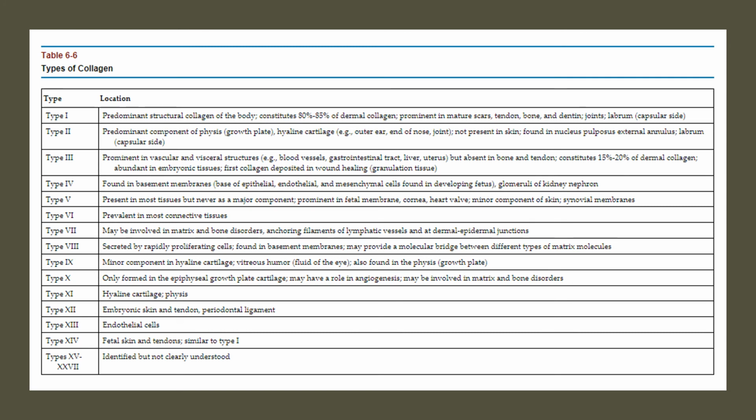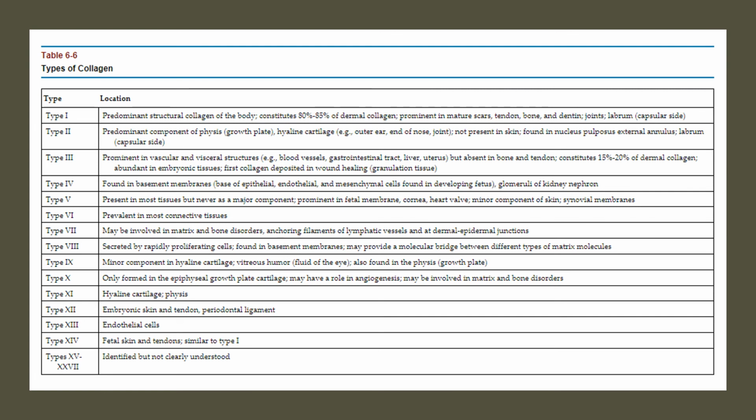So why am I testing on type 1? Well, this is the predominant structure in the body. Type 1 collagen, this is about 80 to 85% of the collagen that we find in our body. This is the dermal collagen. This is also the collagen that you'll see in mature scars, and the collagen that you'll see around the tendons, the bones, and the joints.